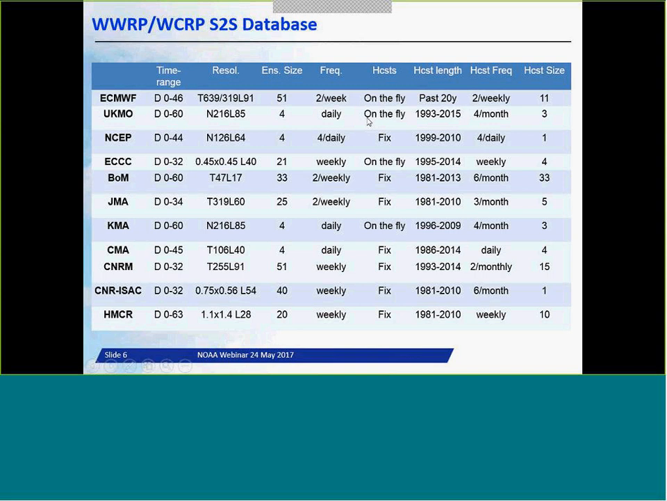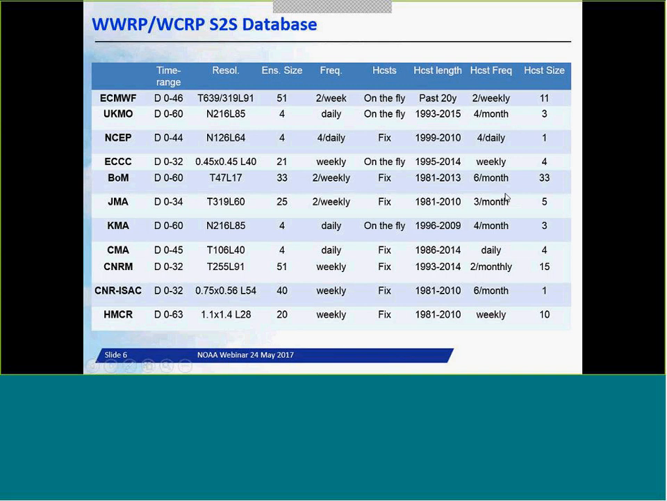So we need to produce reforecasts all the time, and those reforecasts are produced in parallel to the real-time forecast, so we call them on the fly. The period covered, once again, varies. There is a common period, which is 1999-2010. And once again, reforecast frequency can be quite different, sometimes on a daily, weekly, or monthly basis.